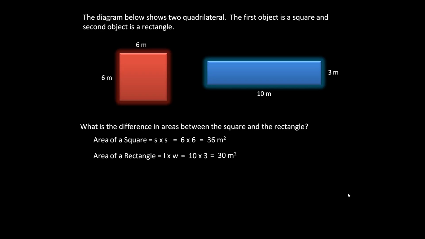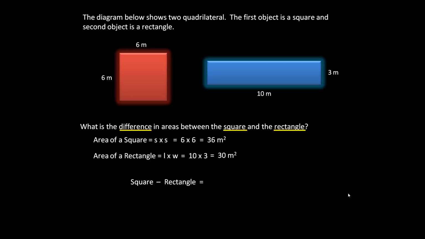Okay, so we have our two bits of information that we need to answer this equation. Let's kind of write it out. So this is going to be square minus rectangle. And the reason that it's square minus rectangle, and of course we're doing subtraction here, so order does matter. So let's look back at our question here. What is the difference in areas between the square and the rectangle? Okay. So difference, of course, is subtraction, and we have the two objects, square and rectangle.